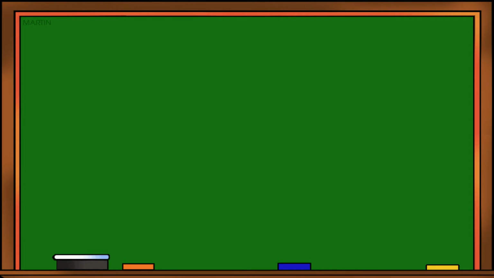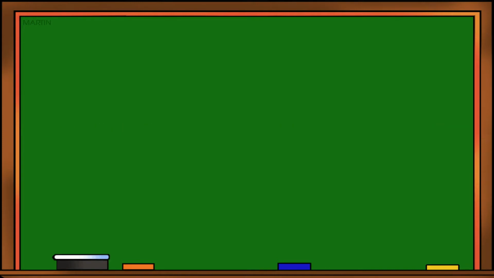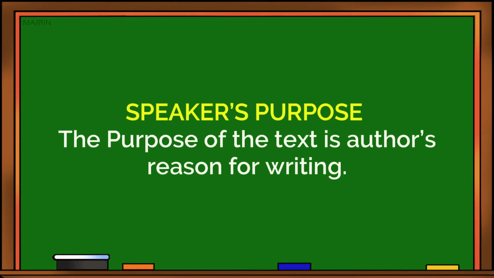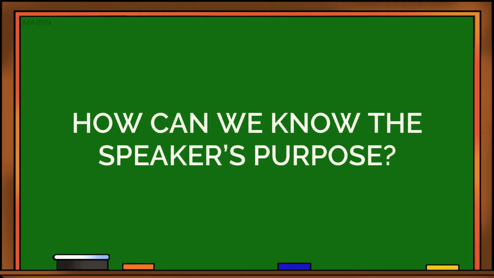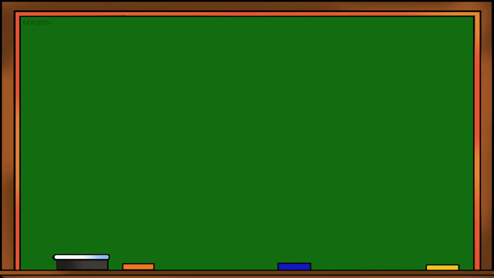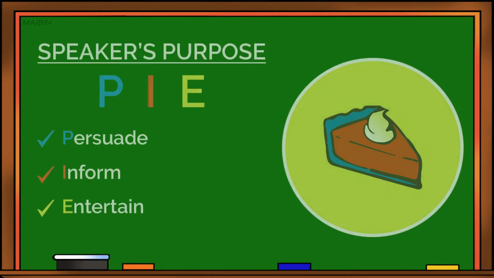And now, let's study how to infer the speaker's purpose. But first, let's discuss about the purpose of the text. The purpose of the text is the author's reason for writing. How can we know the speaker's purpose? There are 3 purposes. First is to persuade. Second, to inform. And third is to entertain.